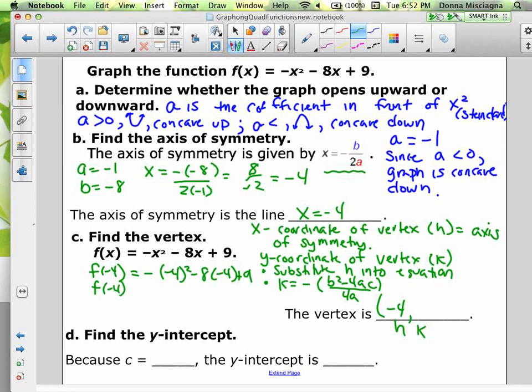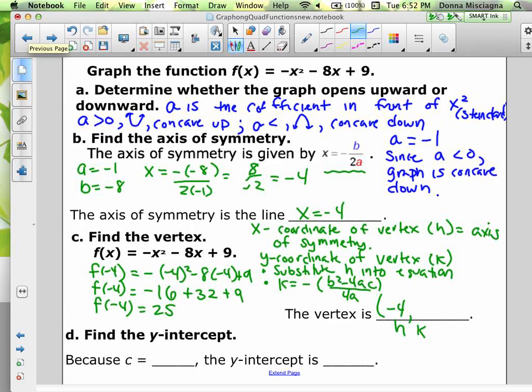And so we have negative. So -4 squared is a positive 16, so it'd be a -16 now. And then -8 times -4, that's a positive 32 plus 9. Right, so just about done. -16 plus 32, that's like 32 minus 16, so that's 16. And 16 plus 9 is 25.